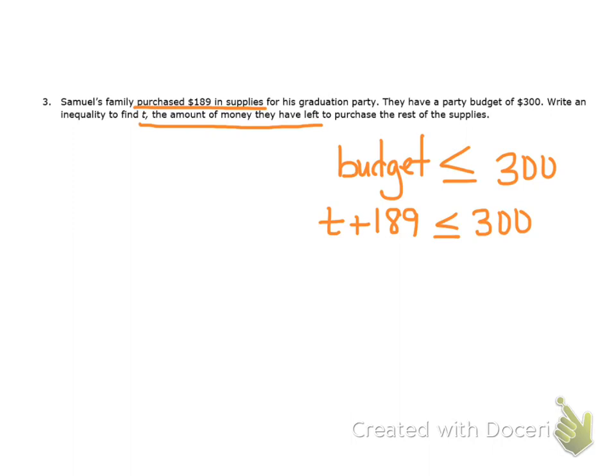There is another way that we could have written this. You could have said that the amount of money they have to spend has to be less than or equal to their total budget minus how much they've already spent. So either one of those would work for this problem.